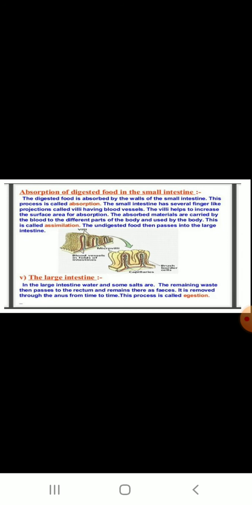Absorption. The next stage of nutrition is the absorption of digested food in the small intestine. The digested food is absorbed by the walls of the small intestine. This process is called absorption. The small intestine has several finger-like projections called villi. Villi have blood vessels. The villi help to increase the surface area for absorption. The absorbed material is carried by the blood to different parts of the body and used by the body.